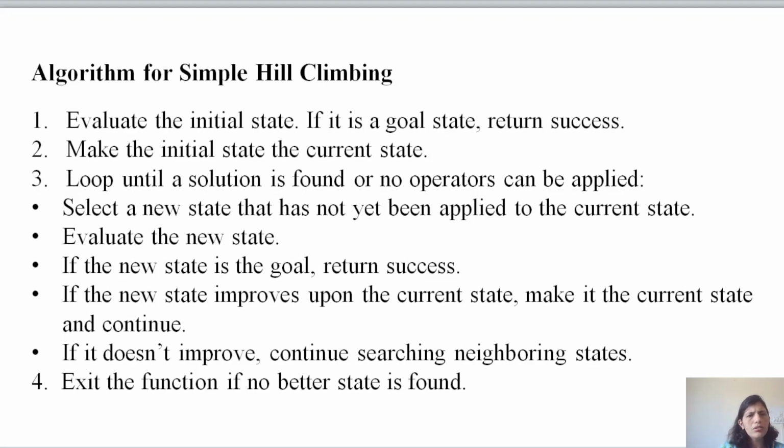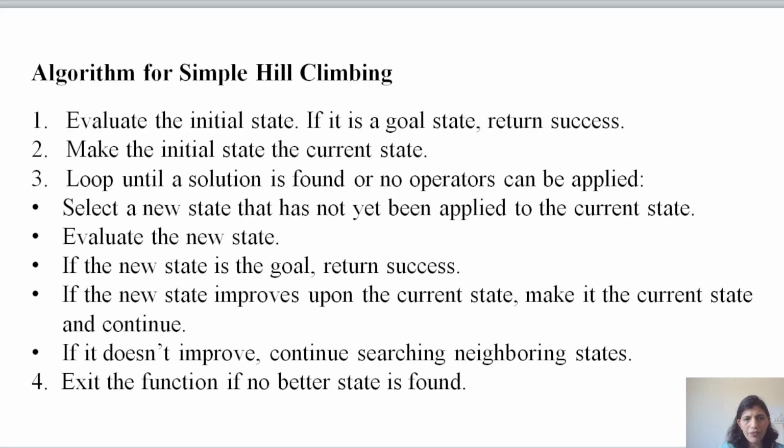Now, how does the algorithm for simple hill climbing work? First, it evaluates the initial state. If it is the goal state, return success. Second, make the initial state the current state. Loop until a solution is found or no operator can be applied. Select a new state which has not yet been applied to the current state.